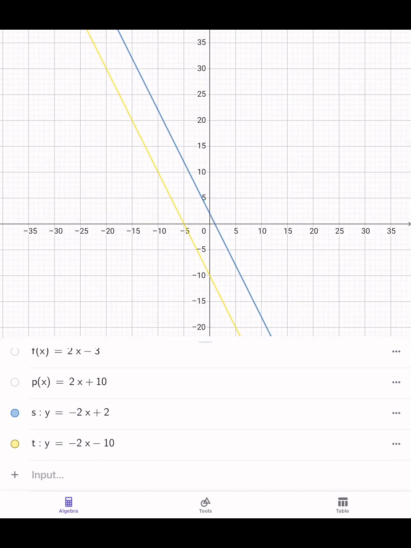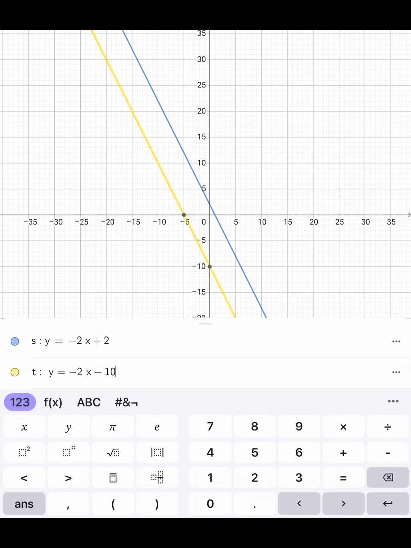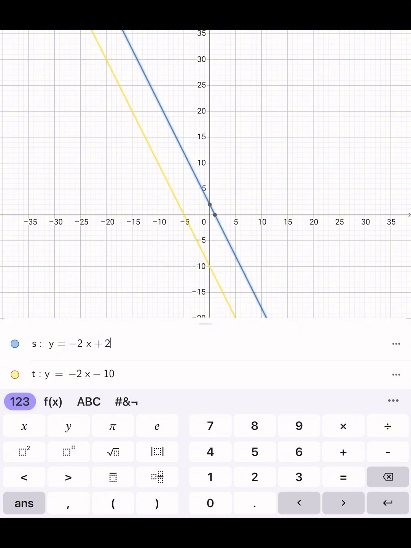And why is this negative? Because it has a negative in front of it. In y = mx + c, the equations are y = -2x + 2 and y = -2x - 10. Now you can see that both of the lines are going in a downwards direction. That's how you see if a line is negative.